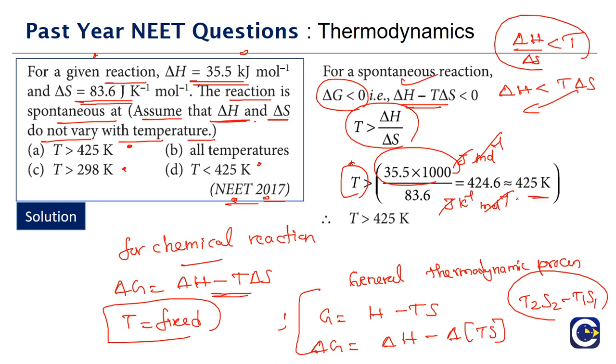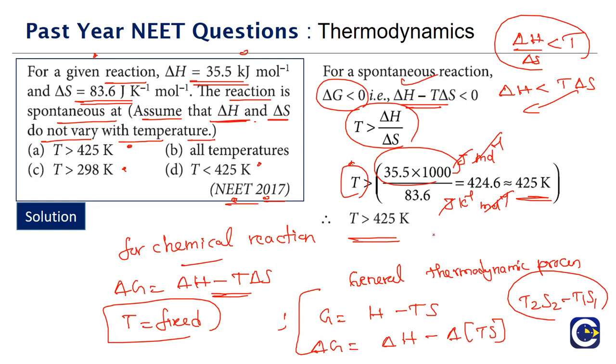Approximately we will get the value as what? 425. So here, we just have to look at the approximate value of the temperature that will come. Means the temperature must be more than 425 Kelvin. So then the reaction will become what? Spontaneous.